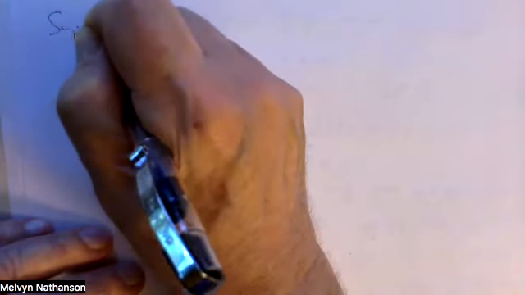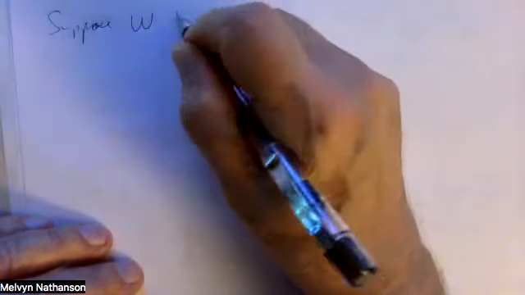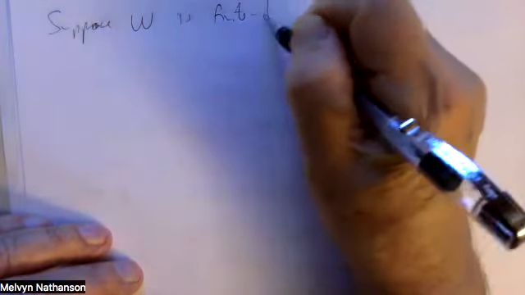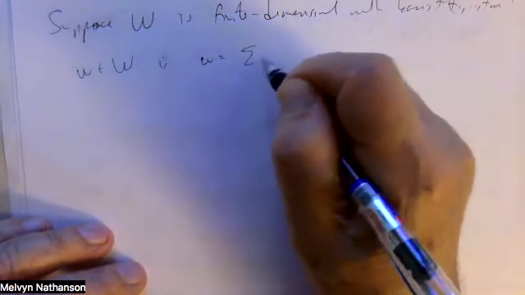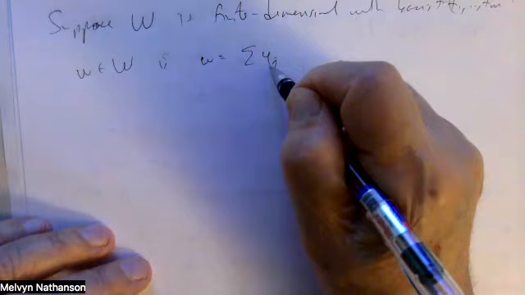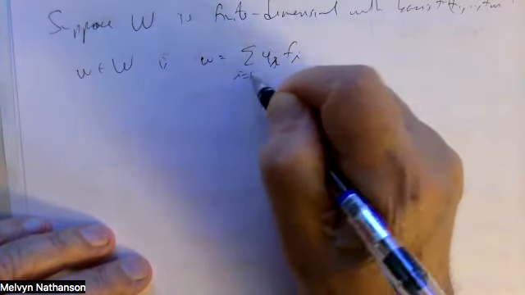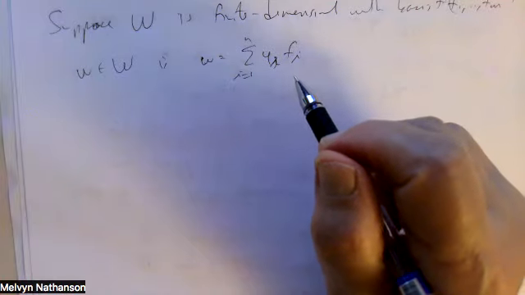Now, suppose W is finite dimensional with the basis F1 up to F sub m. So every vector w in W is a linear combination of these vectors. Summation y sub i, F sub i, i goes from 1 up to m.